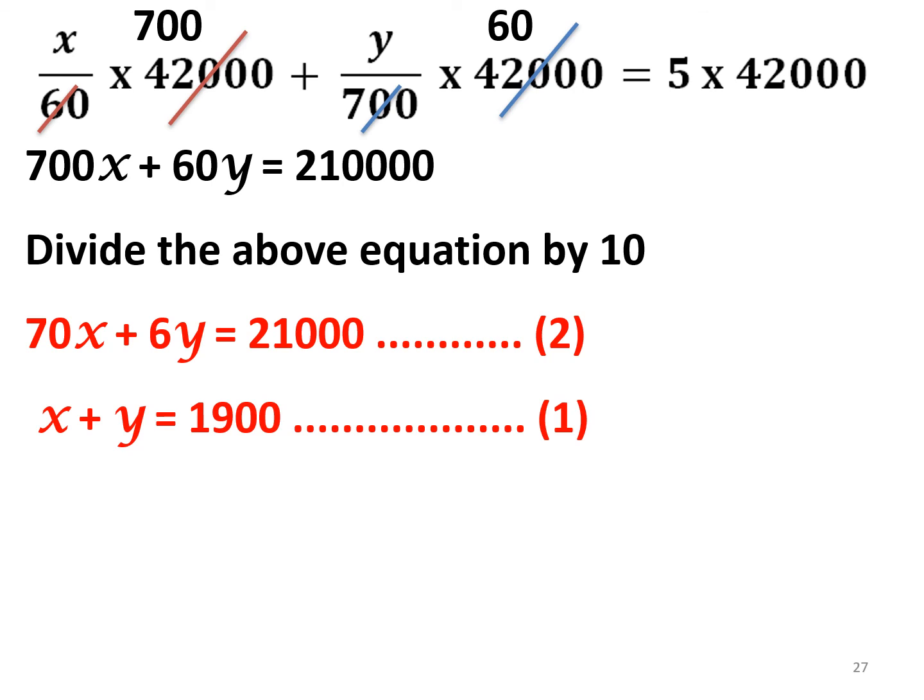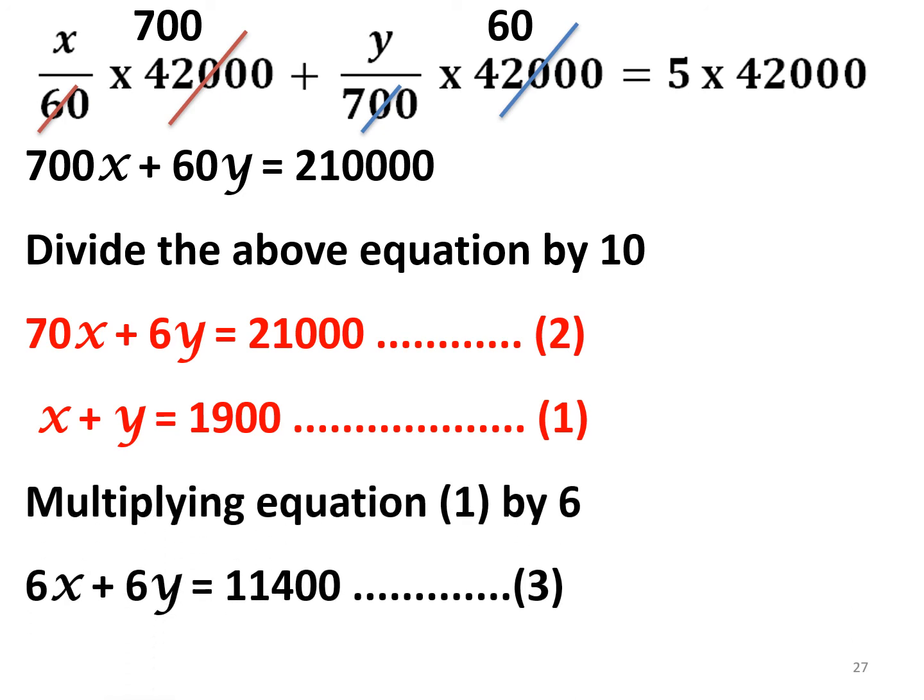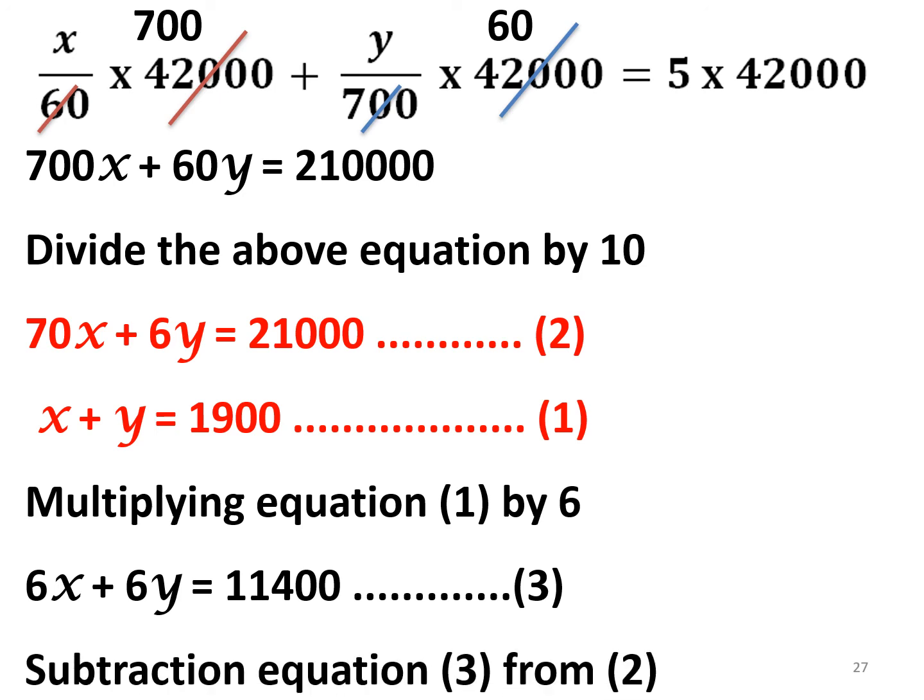Equation 1 is nothing but x plus y is equal to 1900. Multiplying equation 1 by 6, so 6x plus 6y is equal to 11,400. This is my equation 3. I obtained equation 2 and 3. I can solve these two equations by simultaneous linear equation using the elimination method. So I will subtract equation 3 from 2.